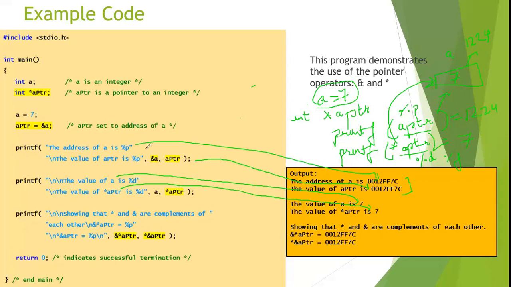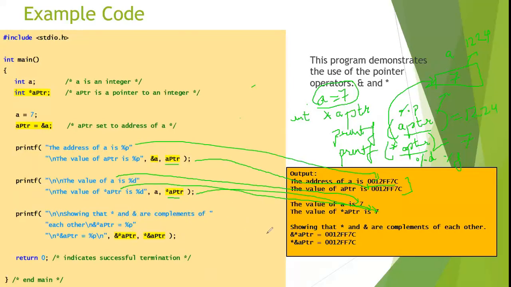When we are printing the address of A, or the contents of APTR, the value will be 0012FF7C and so on. But if we are writing pointer APTR, as I have told you, in that case the value will be that of A. Okay, and this is now showing that pointer and ampersand are complements of each other. Pointer and ampersand are complements of each other.